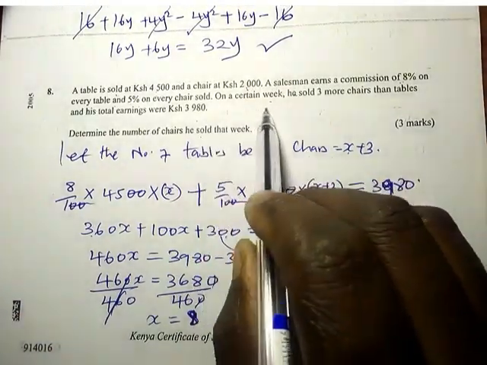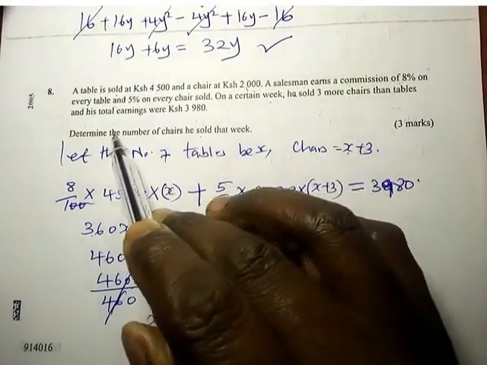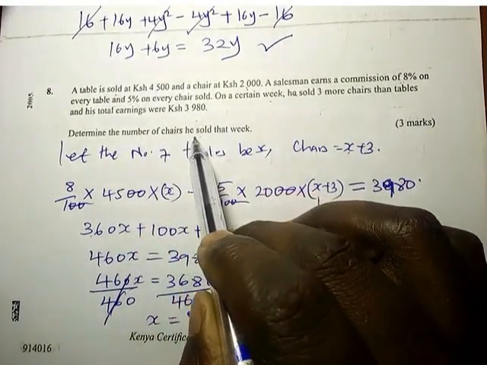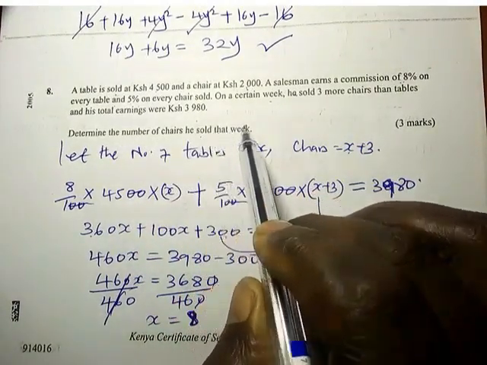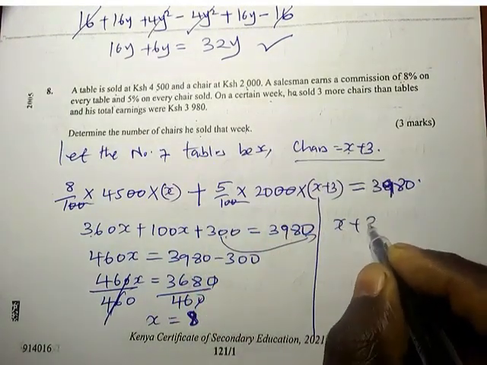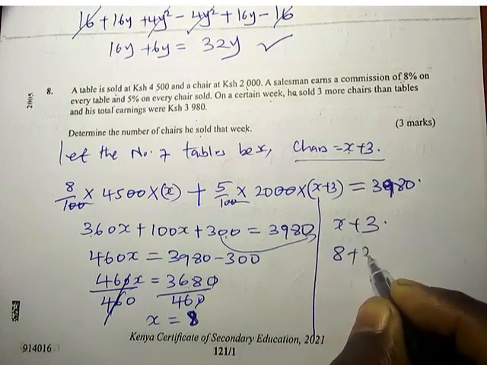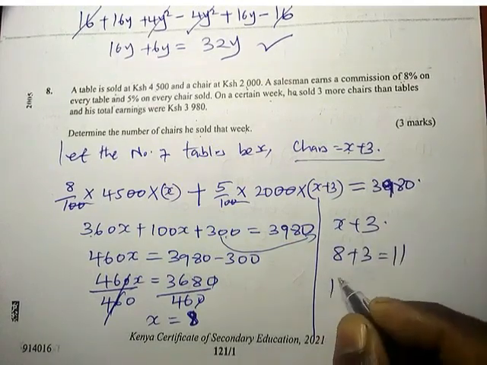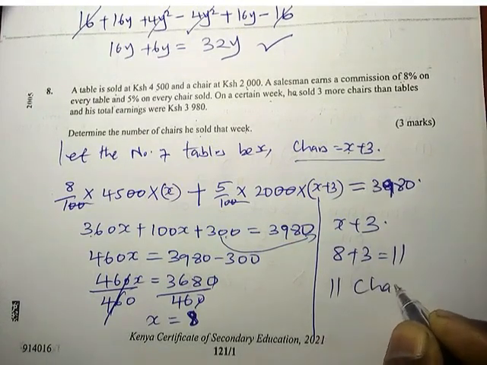But we were asked to determine the number of chairs sold that week. So the number of chairs was x plus 3. So our x is 8 plus 3, which is 11. So he would have sold 11 chairs.